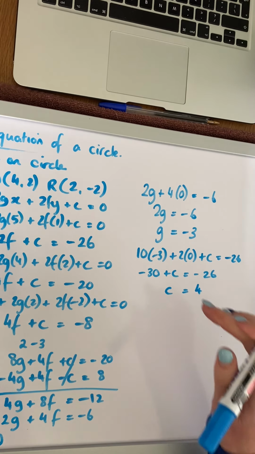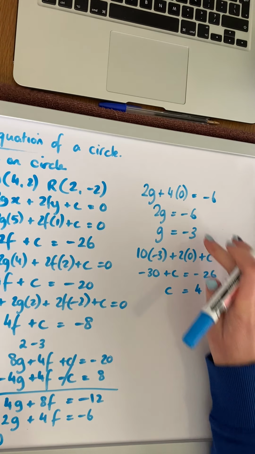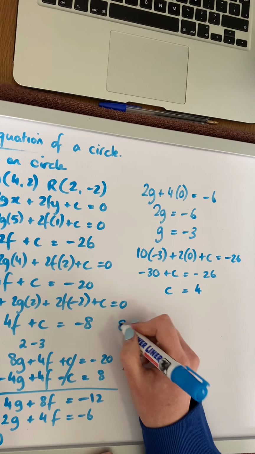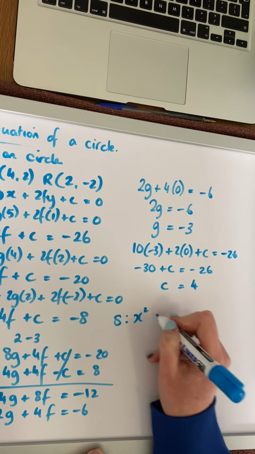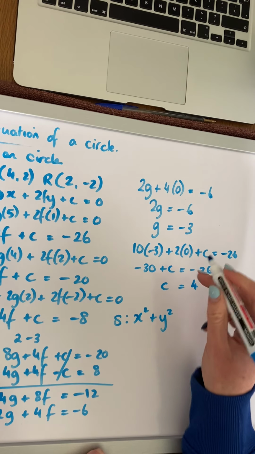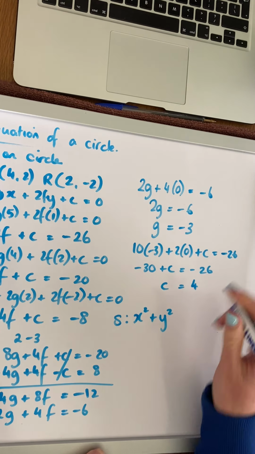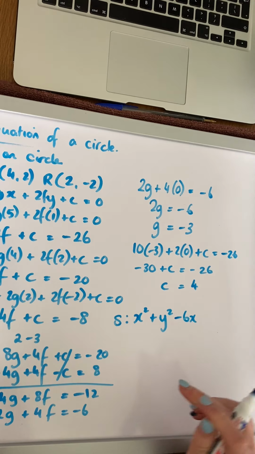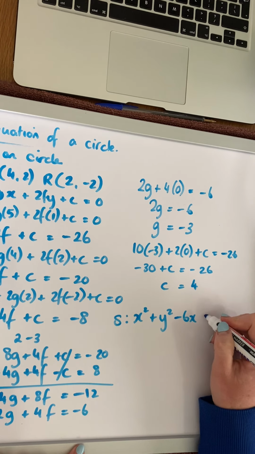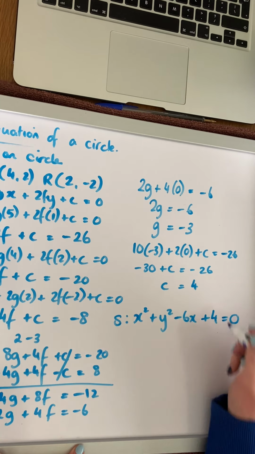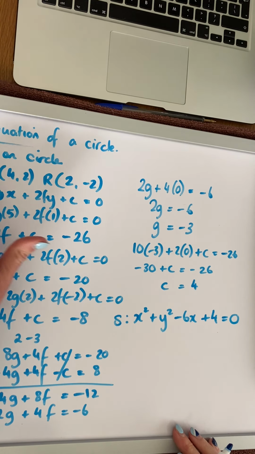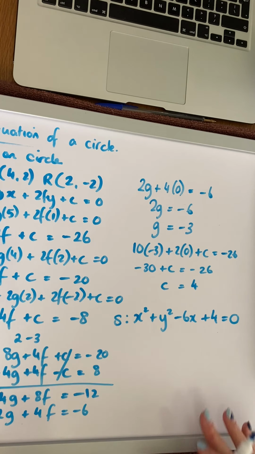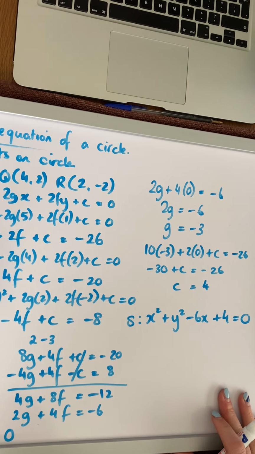So now that we have solved for f, g, and c, we go back to our general equation of a circle. When we input all our information, it's going to be x squared + y squared + 2gx, so that's -6x, 2fy is 0, and then plus c, which is +4, equal to 0. So that is the equation of the circle, given that it passes through points P, Q, and R. So you set up a system of simultaneous equations.